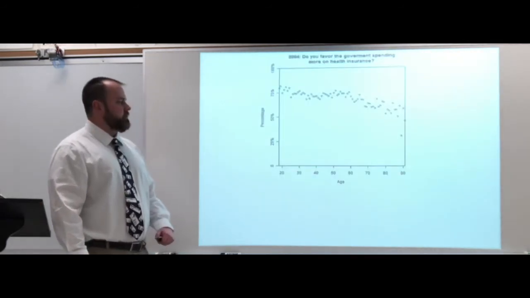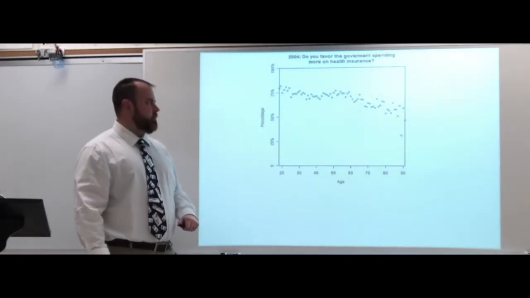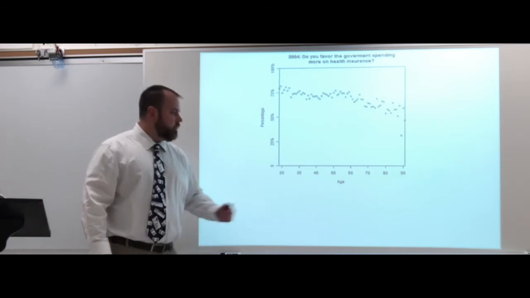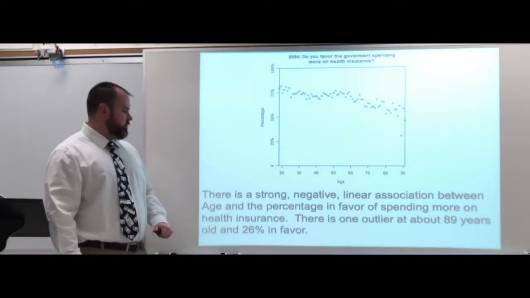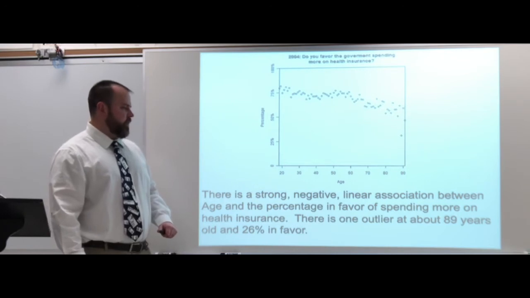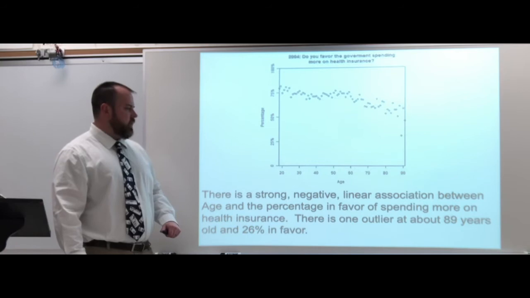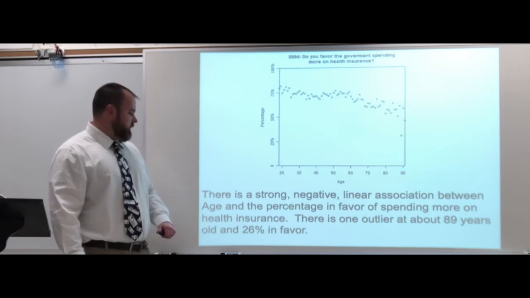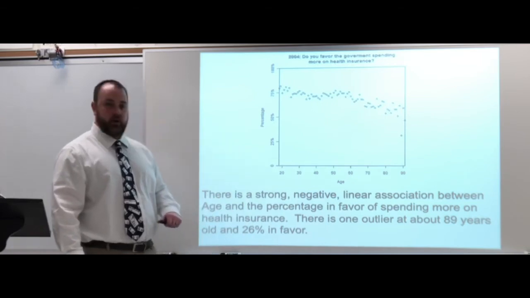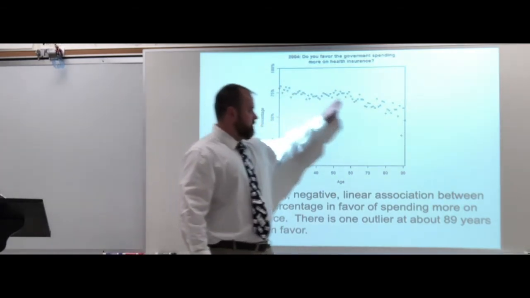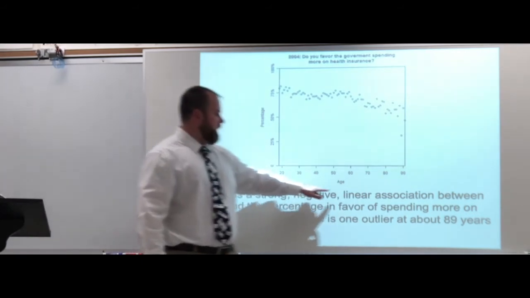So here's that age versus percent in favor of government spending on health insurance. There's a strong negative linear association between age and the percent in favor of spending more on health insurance. There's 1 outlier at about 89 years and 26% in favor. So this time, when I'm talking about it, it's negative. Points are fairly close together, so I do say strong, and it is linear.